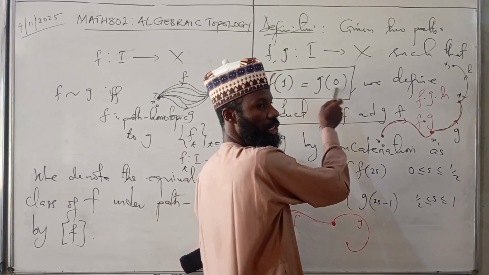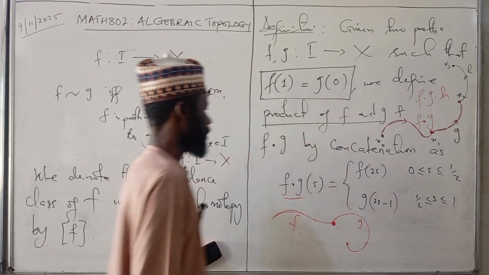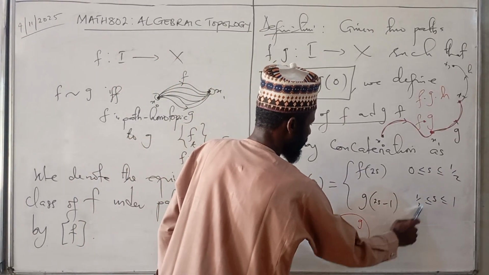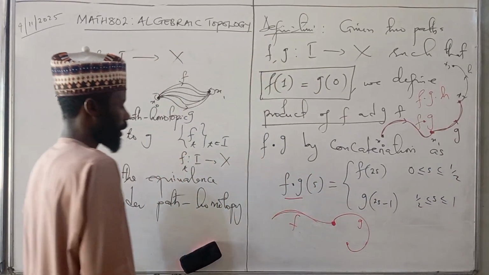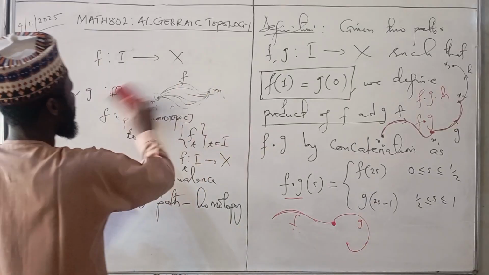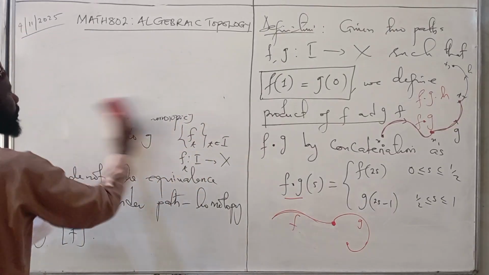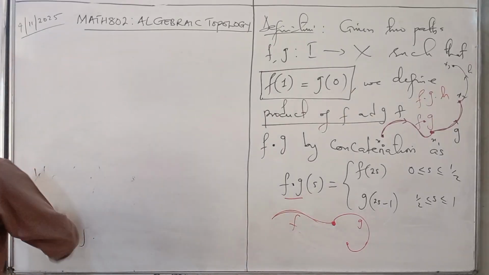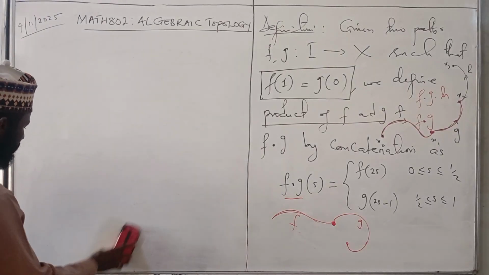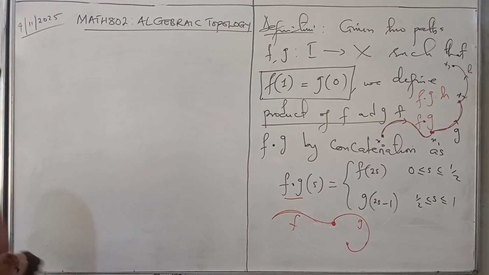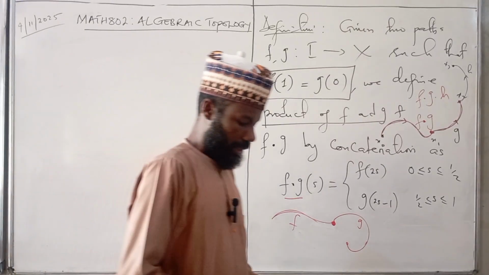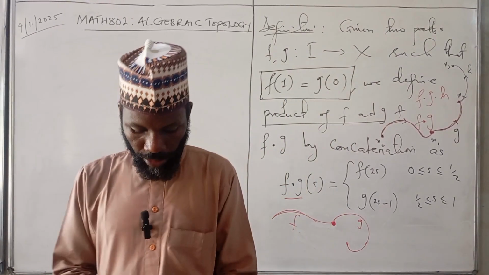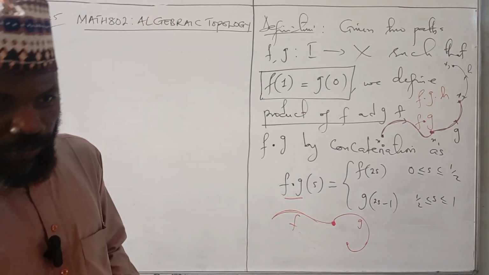But the condition said they are equal. So those are equal at the boundary here, and therefore the function is well defined. This is what we mean by product of paths. My next result is going to say that path homotopy respects this product of paths. That is, the product of paths is preserved by path homotopy.